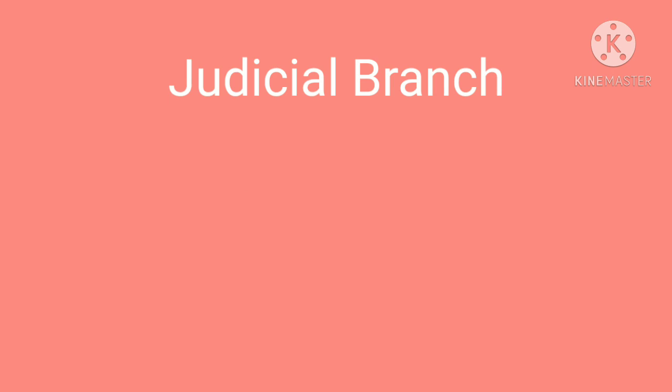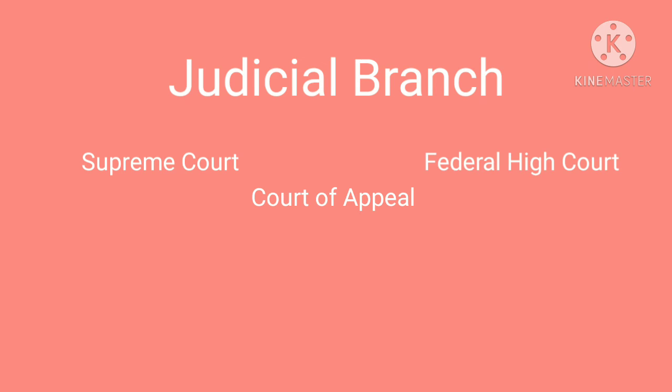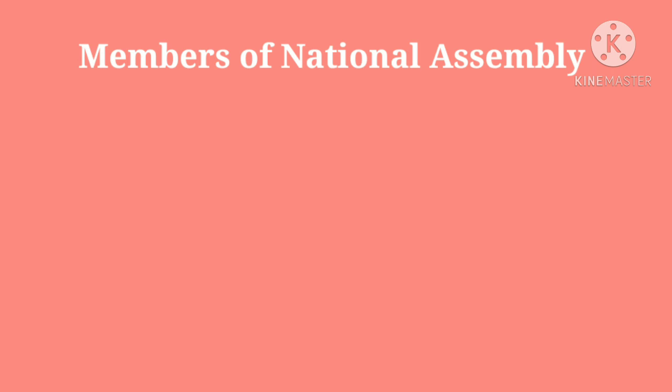The judicial branch comprises the Supreme Court, the Court of Appeal, the Federal High Court, and on the state level, High Courts, Sharia Courts, and the customary courts. All members of the National Assembly are elected directly every 4 years by the popular vote. Various elected and unelected officers are instrumental to the functioning of the National Assembly.